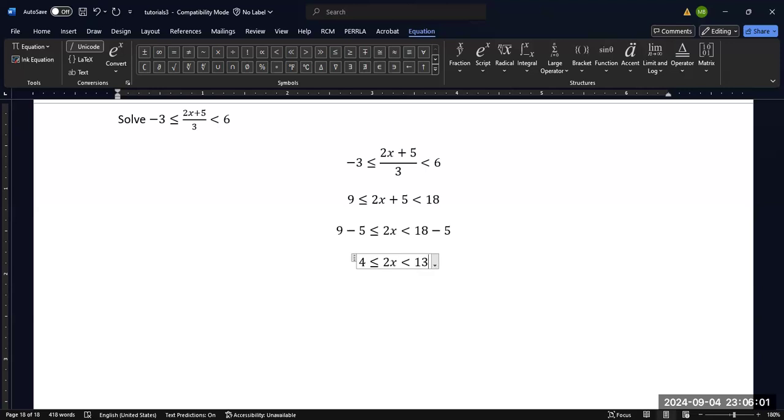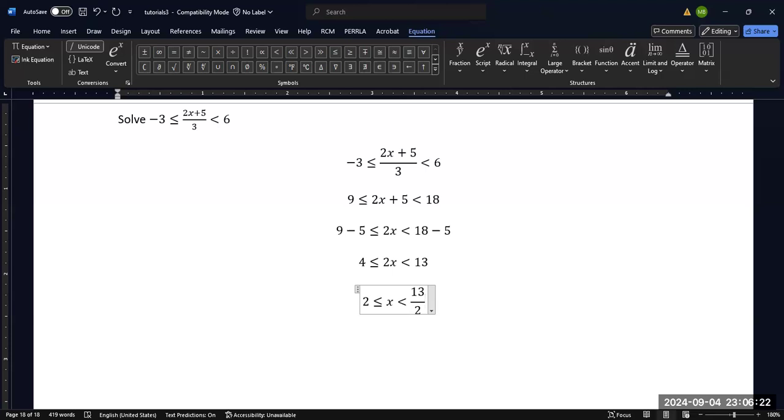And then I divide everything by 2 because, again, in the final form, I want x by itself. And so if I divide 4 by 2, I get 2. I'm not changing any of whether they have equal signs or not. All of those persist. And then 13 over 2.